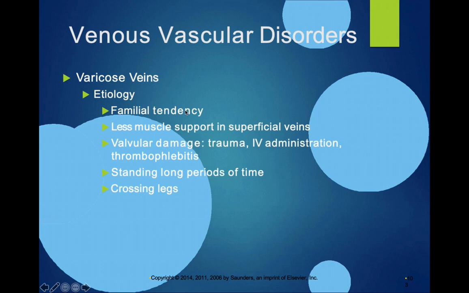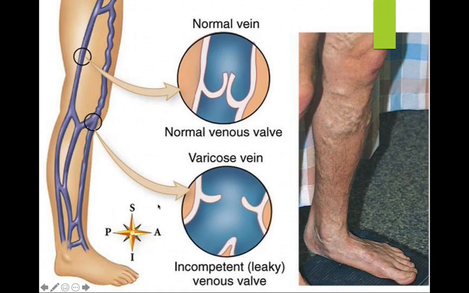There's familial tendency. There's less muscle support in the superficial veins. There could be valvular damage after trauma or an IV administration, or thrombophlebitis, standing for long periods of time, or sitting with your legs crossed for extended periods of time.